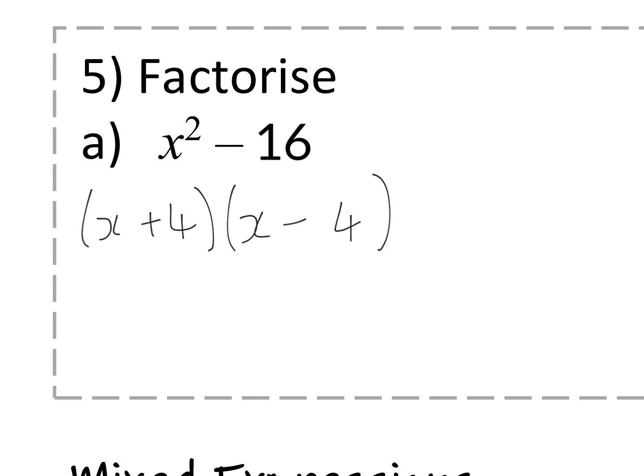Or I sort of knew the answer already because I saw it was the difference of two squares. Square root the x squared to give your x, square root the 16 to give you 4, and then put a plus and a minus in between.